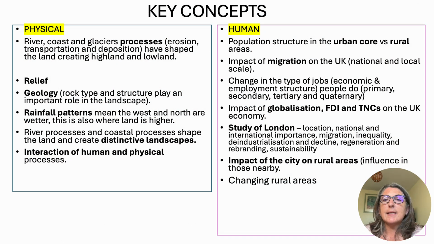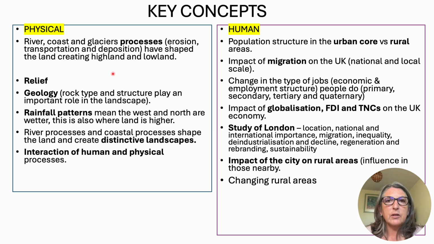On the next slide, we have some key concepts. Keep going over this slide. It's really, really important. So for our physical landscapes, we are looking at the fact that rivers, coasts and glaciers have processes, erosion, transportation, deposition, that have shaped the land, and it's created uplands or highlands and lowlands. So rivers, coasts and glaciers have done that.